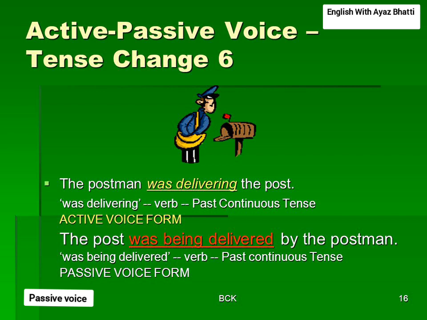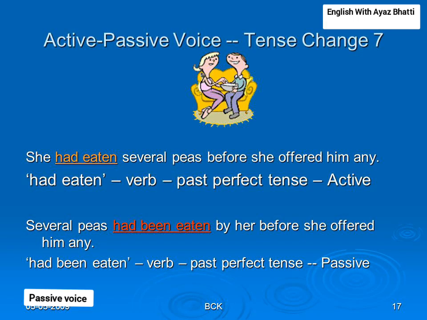Passive voice form. Active passive voice, tense change 7. She had eaten several peas before she offered him any. Had eaten, verb, past perfect tense, active. Several peas had been eaten by her before she offered him any. Had been eaten, verb, past perfect tense, passive.